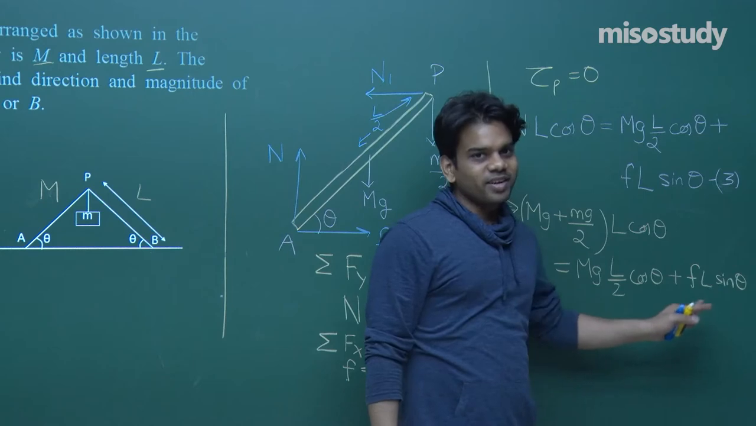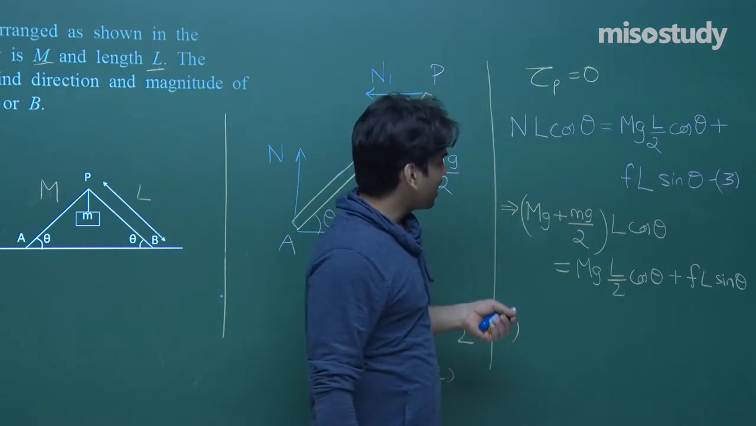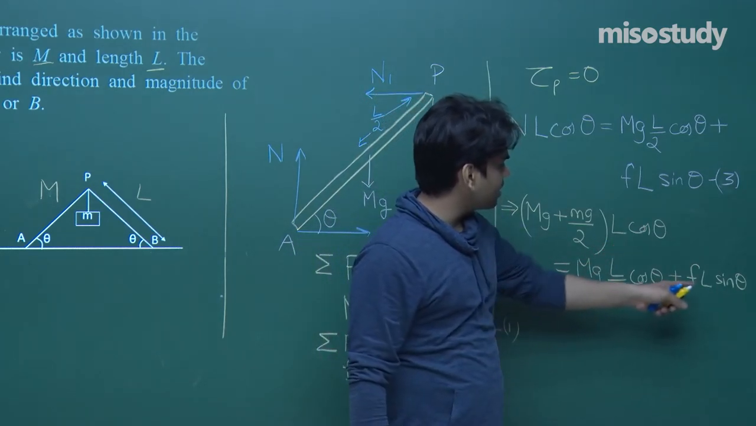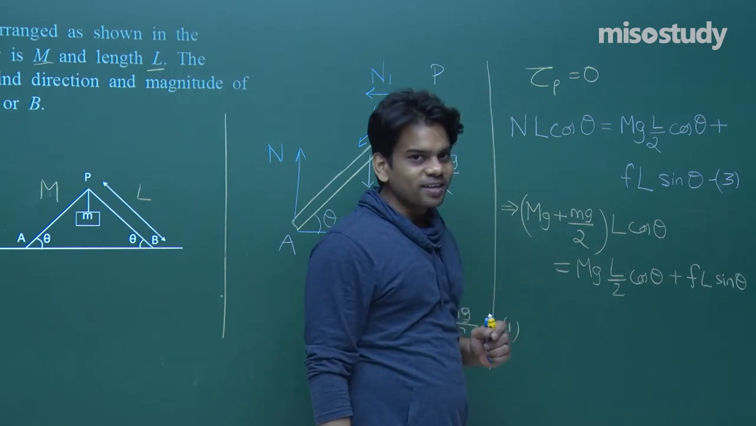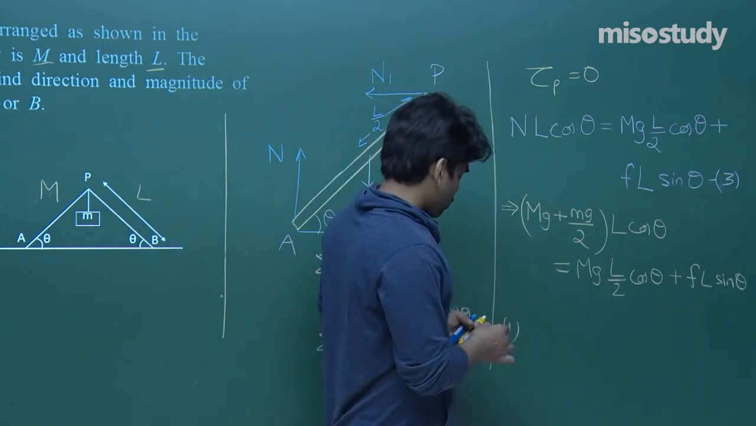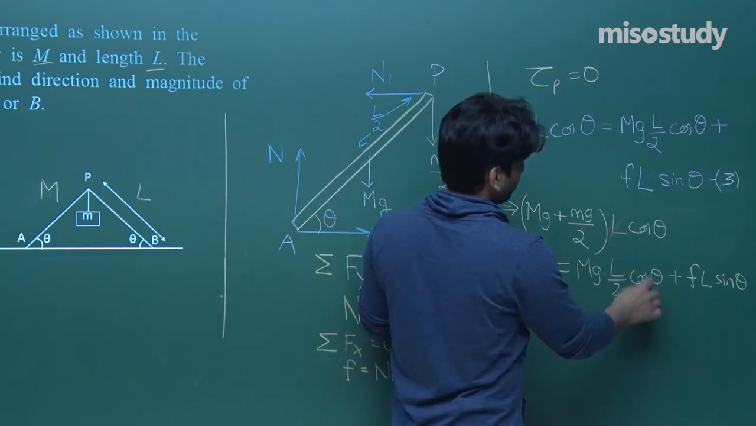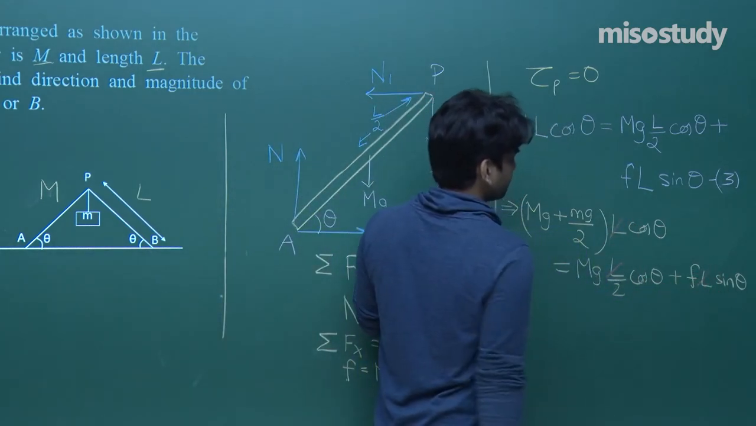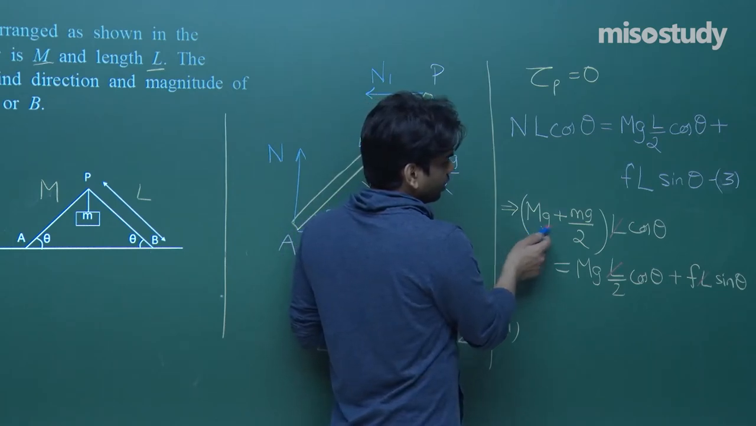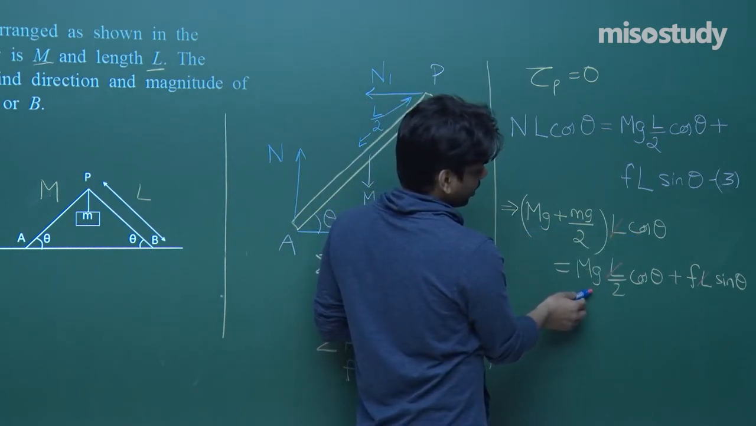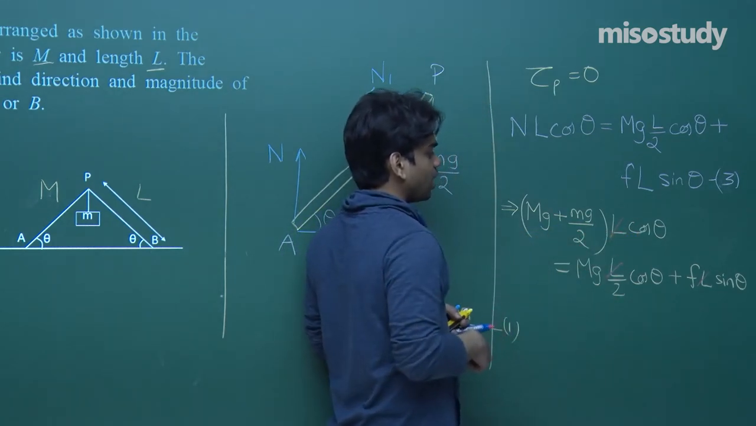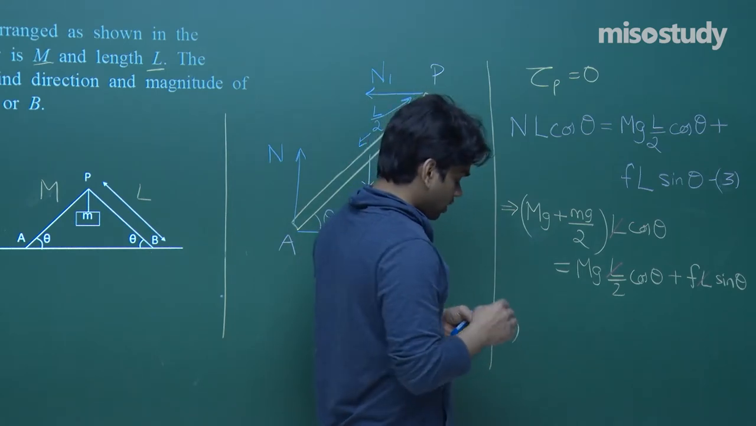All terms are given, F is the unknown, or we can easily evaluate it. See, L is here, L is here, L is here, so we can cancel out the value of L, that won't be required. So I'm going to cancel out L from here, from here, from here. Now see, mg cos theta, and here I have mg by 2 cos theta, if it goes there, I'll be having mg by 2 cos theta.